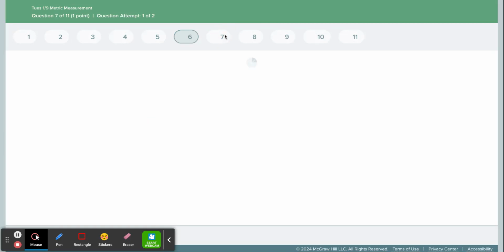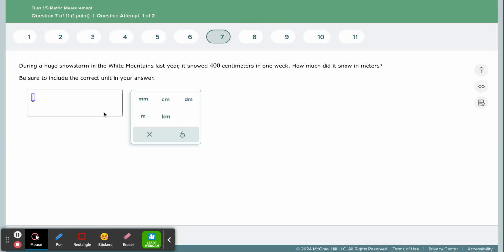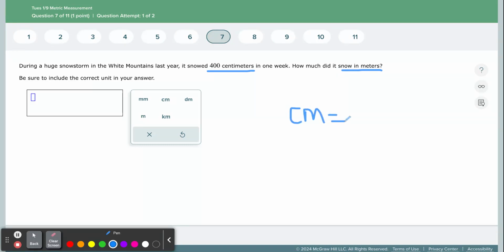Let's check out our next one here. So we have number 7. Centimeters is what I see right off the bat. So during a huge snowstorm in the White Mountains last year, it snowed 400 centimeters in a week. So how much did it snow in meters? So I'm starting out with centimeters and I want to convert to meters, right?